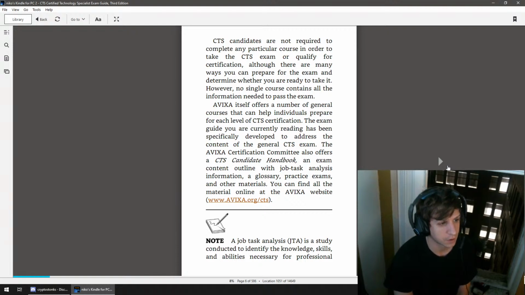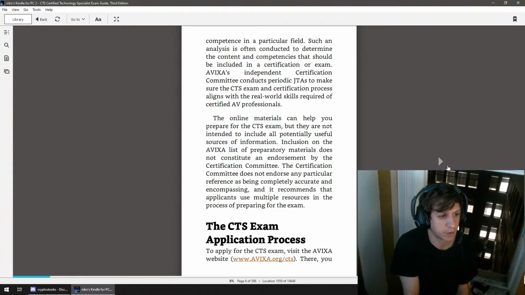A job task analysis is a study conducted to identify the knowledge, skills, and abilities necessary for professional competence in a particular field. Such an analysis is often conducted to determine the content and competencies that should be included in a certification or exam. AVIXA's Independent Certification Committee conducts periodic JTAs to make sure the CTS exam and certification process aligns with the real-world skills required of certified AV professionals.